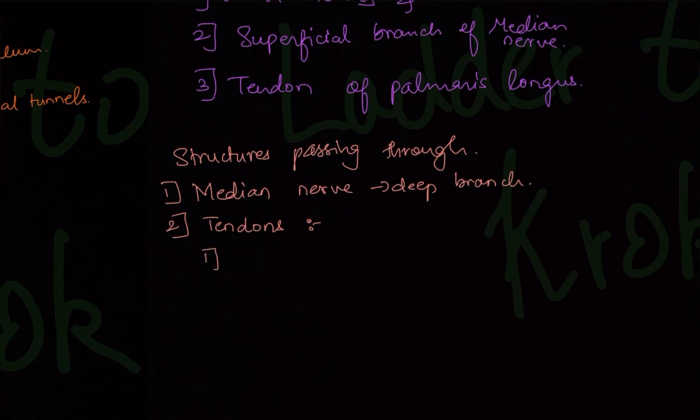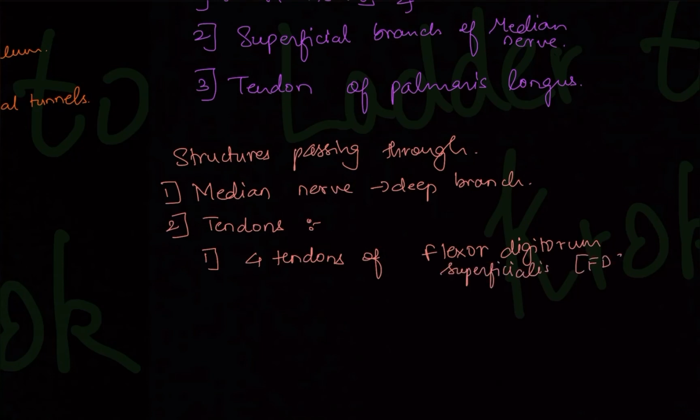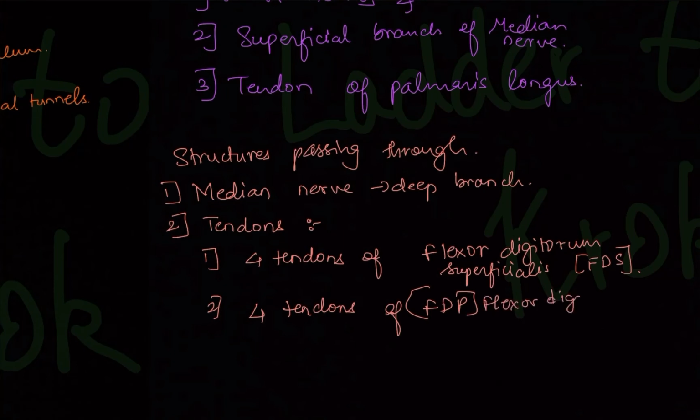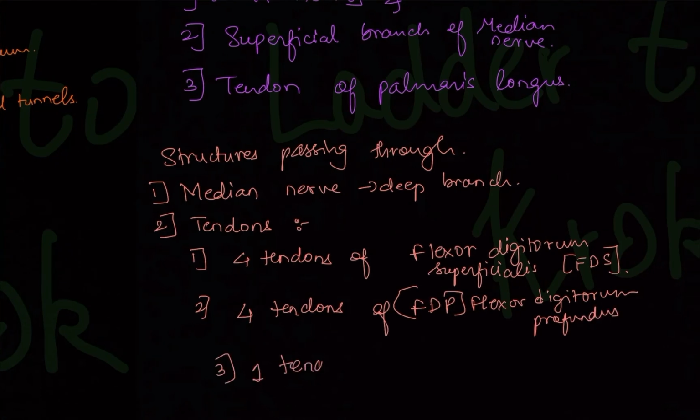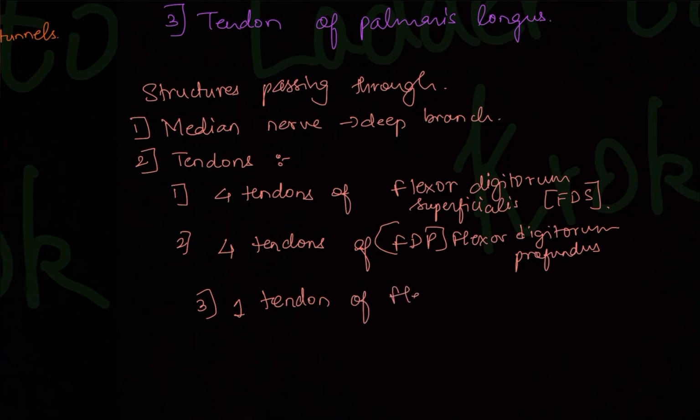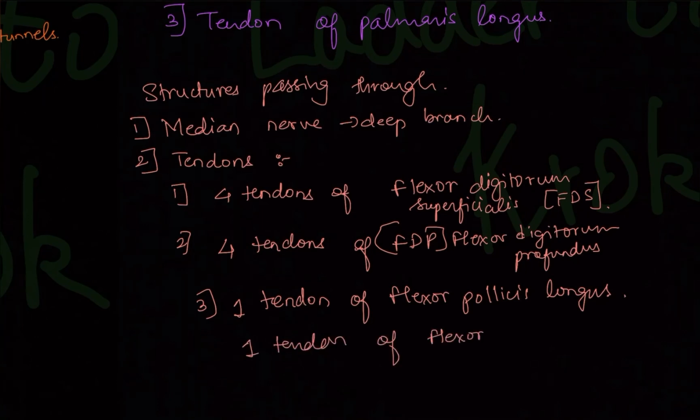So let's name them. There are 4 tendons of flexor digitorum superficialis. It is also known as FDS, you must know. Second is 4 tendons of FDP, that is flexor digitorum profundus. Then we have 1 tendon of flexor pollicis longus, and we have 1 tendon of flexor carpi radialis, not ulnaris, I said wrong, it is radialis.